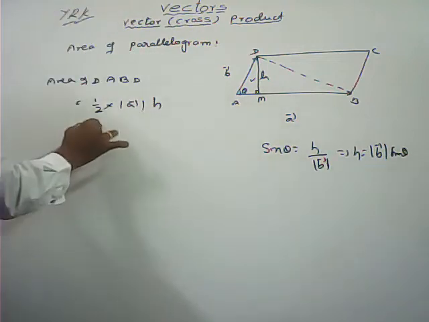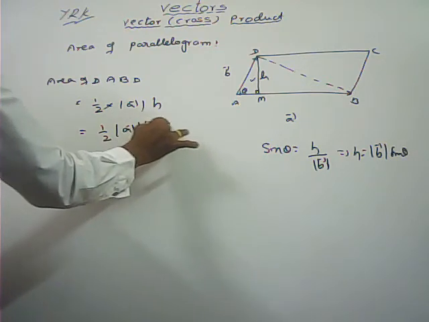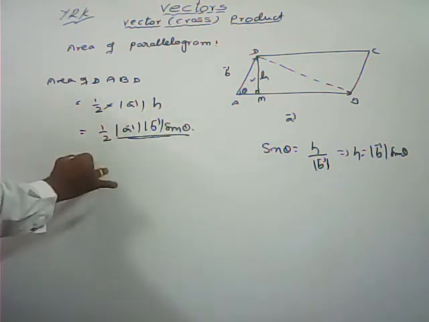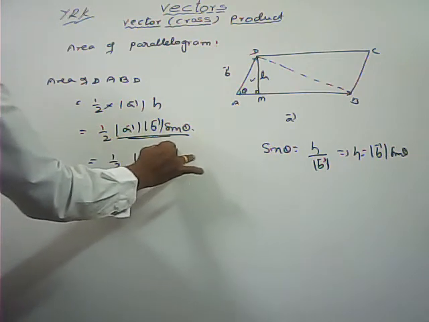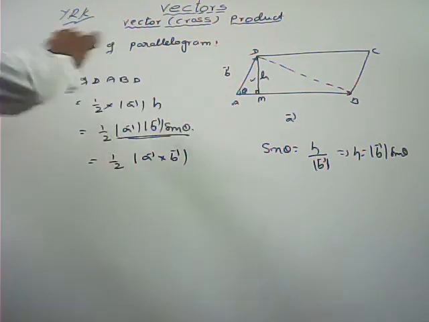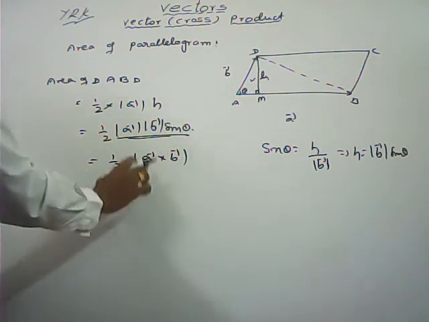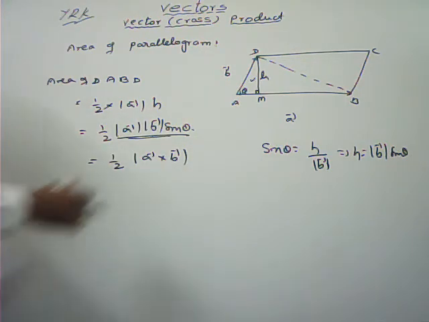Replace that value. Half into modulus of A bar and H value modulus of B bar into sin theta. Now modulus of A bar into modulus of B bar into sin theta, that is the value of modulus of A bar cross B bar. If I write only A bar cross B bar, but here n cap, unit vector should be needed. Unit vector is not there. Modulus of A bar cross B bar is modulus of A bar, modulus of B bar, sin theta into modulus of n cap, that is 1 only. So in the place of this one we can write modulus of A bar cross B bar. This is the area of the triangle only.